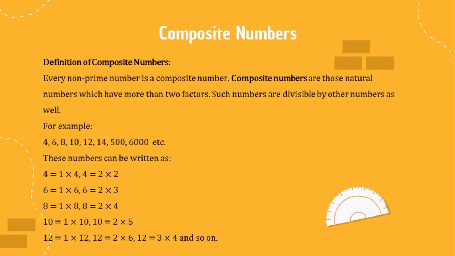Such numbers are divisible by other numbers as well. For example, 4, 6, 8, 10, 12, 14, 500, 6,000, etc. These numbers can be written as 4 equals 1 times 4, 4 equals 2 times 2, 6 equals 1 times 6, 6 equals 2 times 3, 8 equals 1 times 8, 8 equals 2 times 4, 10 equals 1 times 10, 10 equals 2 times 5, 12 equals 1 times 12, 12 equals 2 times 6, 12 equals 3 times 4, and so on.